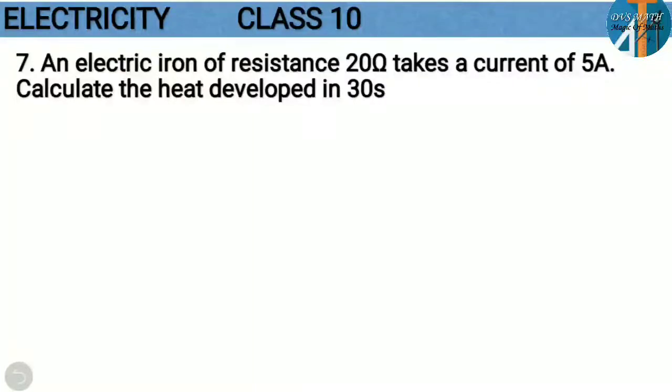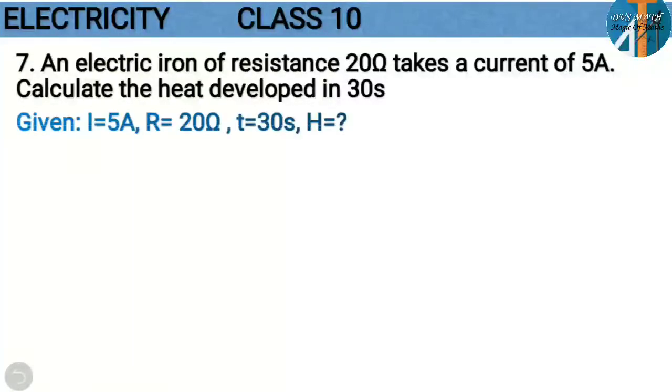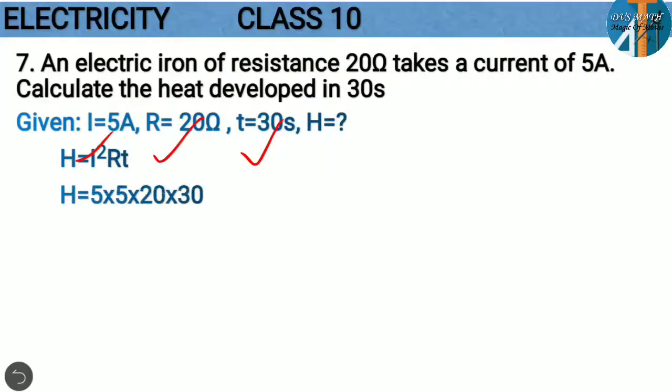An electric iron of resistance 20 ohm takes a current of 5 ampere. Calculate the heat developed in 30 seconds. If you write the given part, I is 5 ampere, R is 20 ohm, time is 30 seconds. You have to find the H value. Heat developed means here we are using the formula of Joule's law of heating effect. What is that formula? H is equal to I square RT. Substituting, I square means you have to square the value of I. What is the value of I? 5. So 5 square means 5 into 5. R is 20, T is 30.